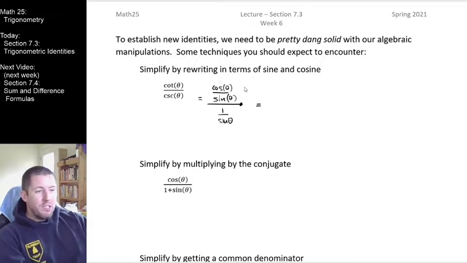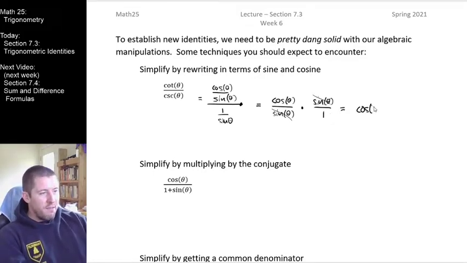When we say keep, change, flip, that means we're going to keep the numerator exactly as it is, we're going to change from division to multiplication, and we are going to flip the denominator. So this is going to become sine of theta over 1. Now that we've written this as a product of two fractions rather than a division of two fractions, I can see that my sine in the denominator is going to cancel with the sine in the numerator, and we're left just with cosine theta over 1. Divided by 1 doesn't do anything. This just leaves me with exactly cosine of theta.